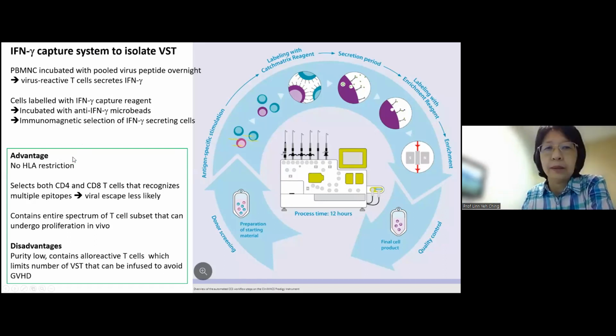column. So this will bypass any limitation of HLA restriction and will select polyclonal T cells that recognize multiple viral epitopes. However, the purity is low and they may be contaminated by alloreactive T cells, which in turn will limit the number of VST that can be infused because of concern of GvHD.